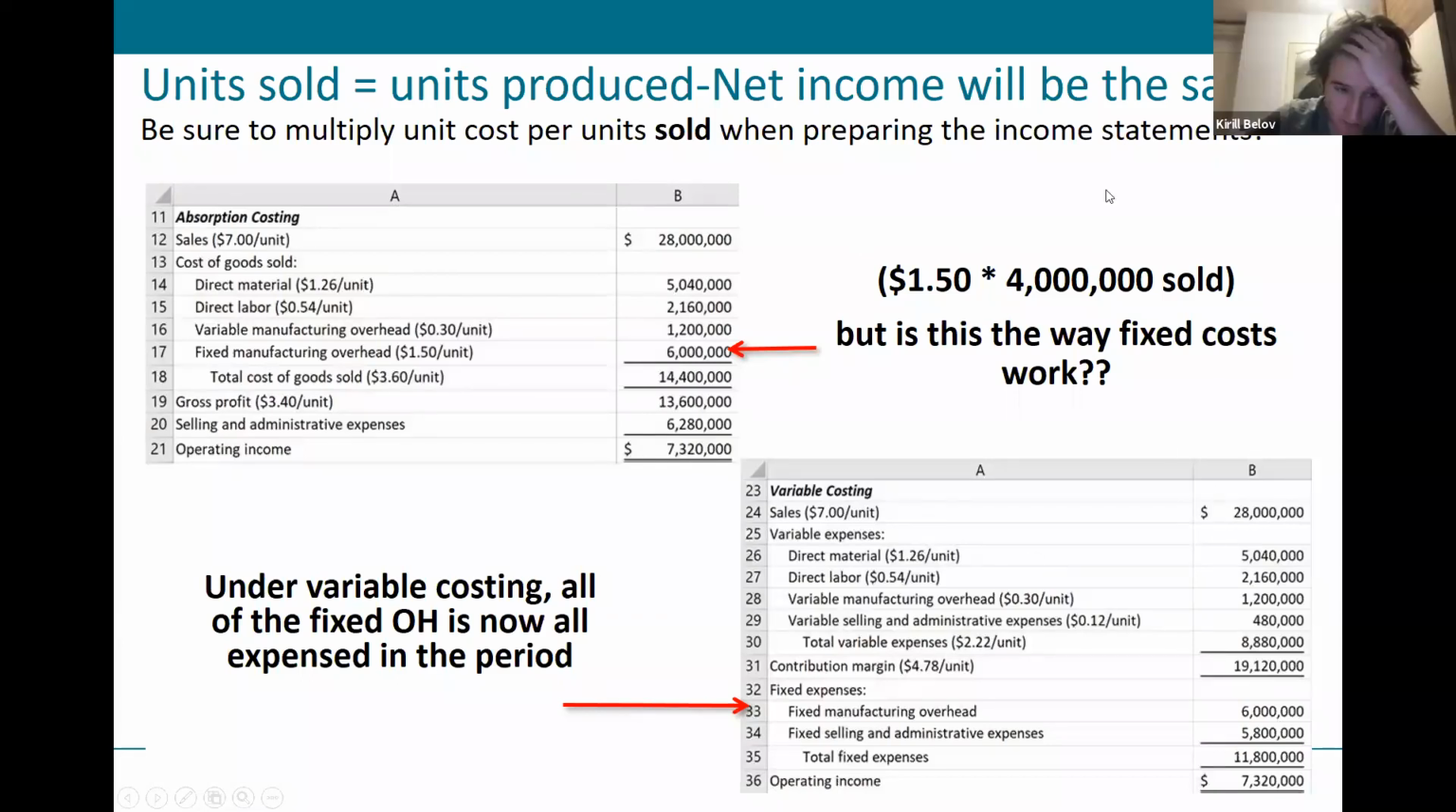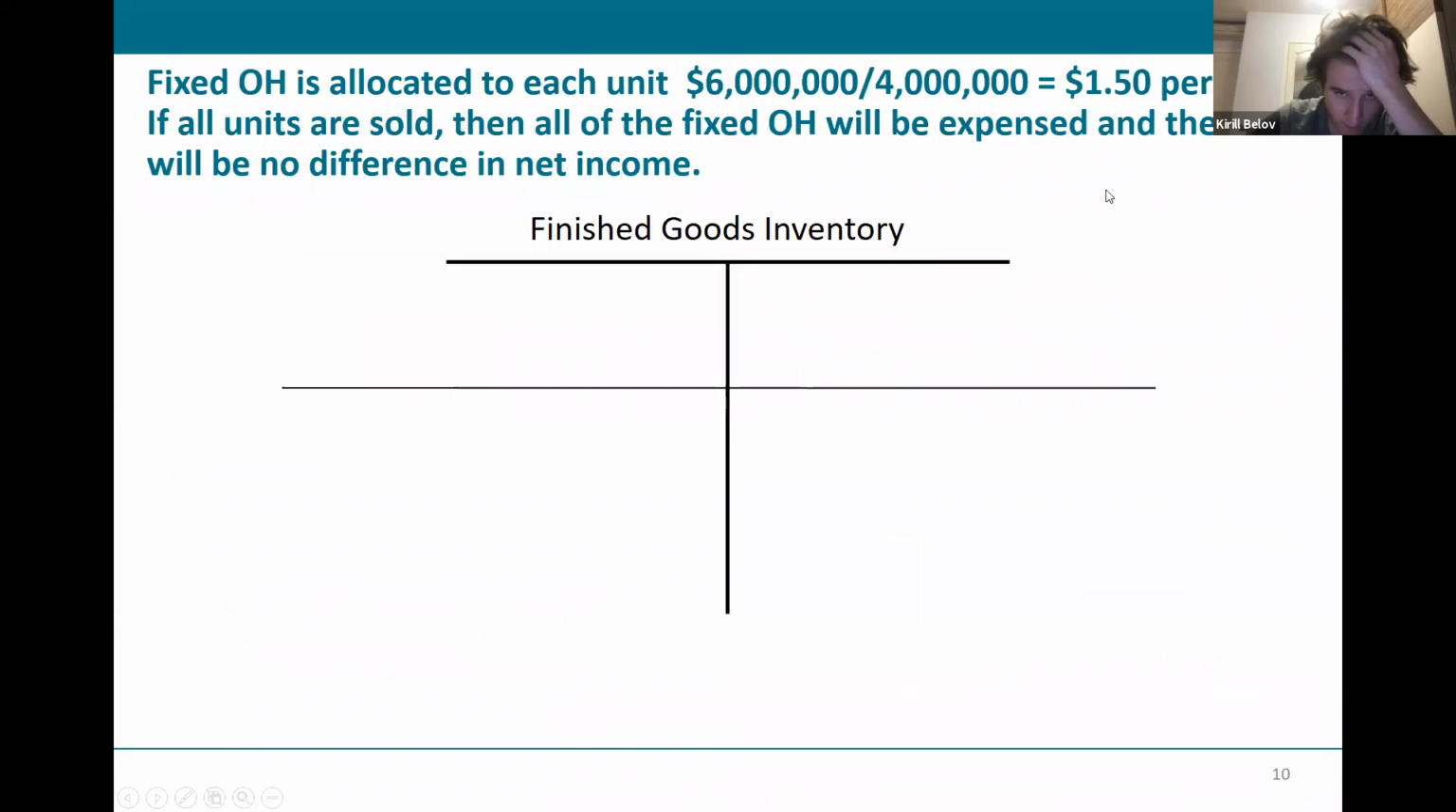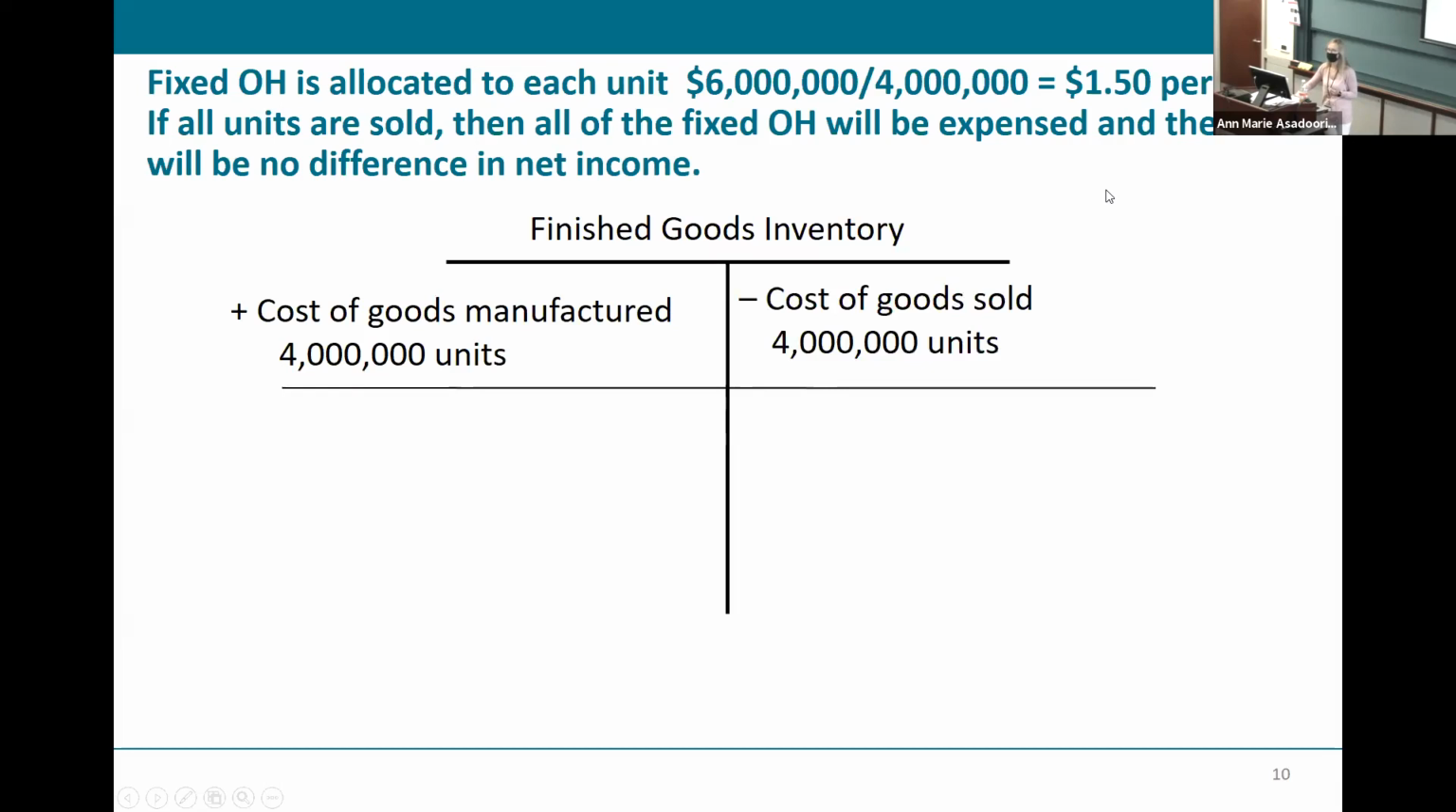Yeah, thanks. Okay. And just to put this back into what we talked about, think about how this works. I have those 4 million units that I produced this period. That $1.50 is in each one of these, right? I took the 6 million, I spread it out over these 4 million units, and each one has $1.50 in fixed factory overhead tied to them.